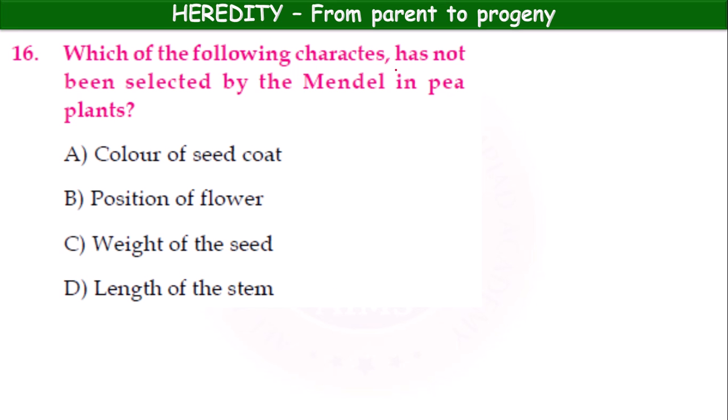Which of the following characters has not been selected by the Mendel in pea plant? Color of the seed coat, position of the flower, weight of the seed, length of the stem. He is not considered the weight of the seed, option C. Remaining all he has considered.